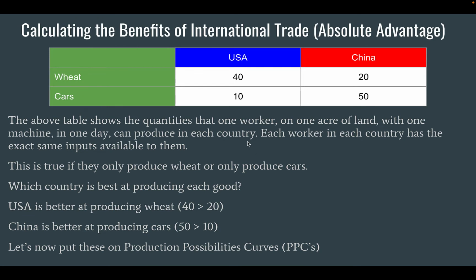Okay, that's the simplifier. If you have an objection, it doesn't technically have to be that much, because no one worker in the world can produce 50 cars in a day. Each worker in each country has the same exact inputs available to them. This is true if they only produce wheat or produce cars. Which country is best at producing each good? Well, USA is best at producing wheat because 40 is better than 20. And China is best at producing cars because 50 is bigger than 10.